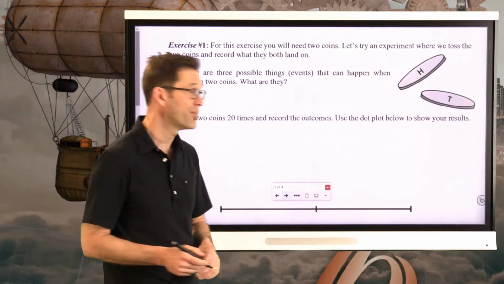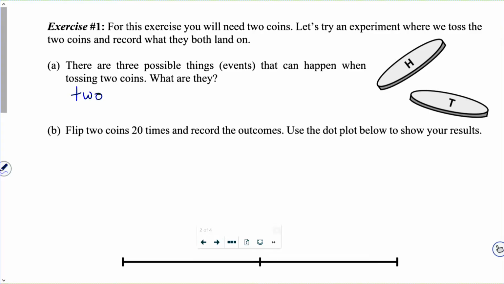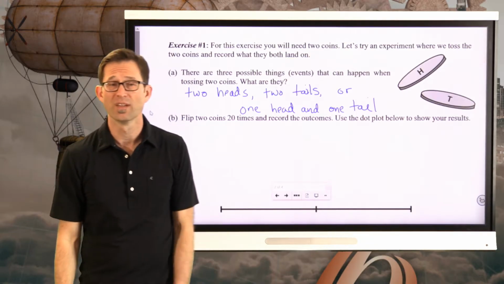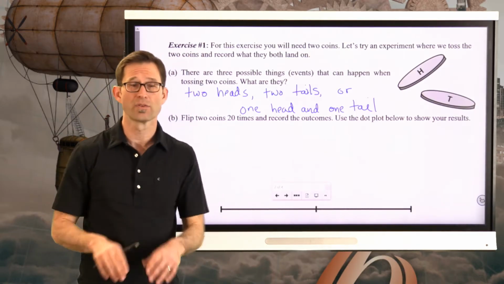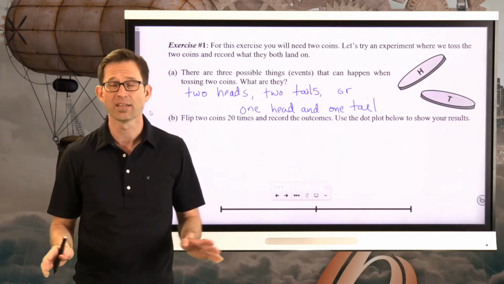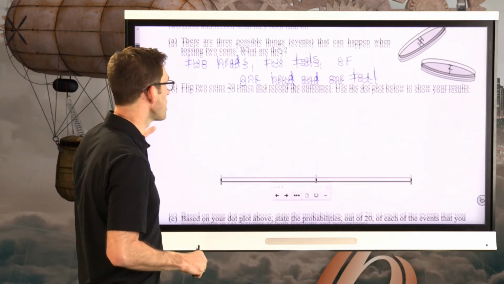All right, well, it's pretty simple, right? You could get two heads, you could get two tails, or one head and one tail. That's it, right? That is all that can happen. Don't get snarky on me and say they could land on their sides. No, sorry. You could get two heads, two tails, or one head and one tail. That's it.